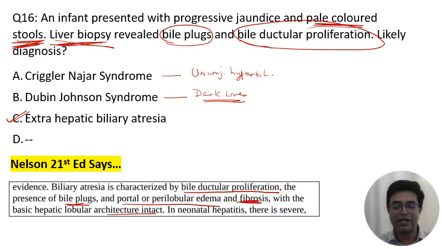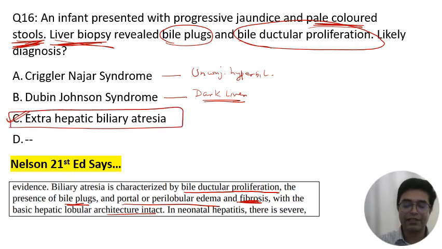So Dubin-Johnson syndrome is less likely to present like that, and extrahepatic biliary atresia is the most likely answer here. Also remember that because this jaundice, this proliferation of bile ducts, is progressive, eventually you need to do a liver transplant in the patient if early surgery within 2 to 3 months is not done, and that is why EHBA is also the most common indication for liver transplant in children. This is a past NEET PG question also, right? So the answer to this question is C.